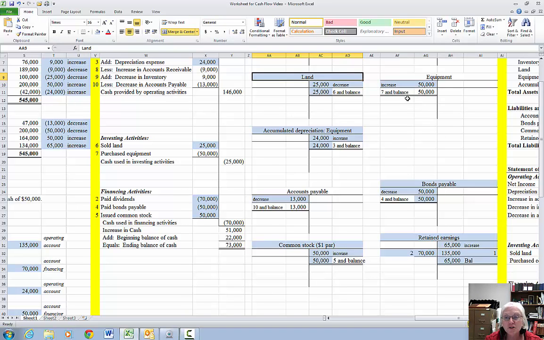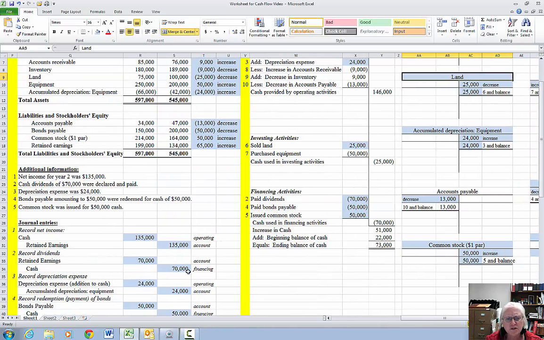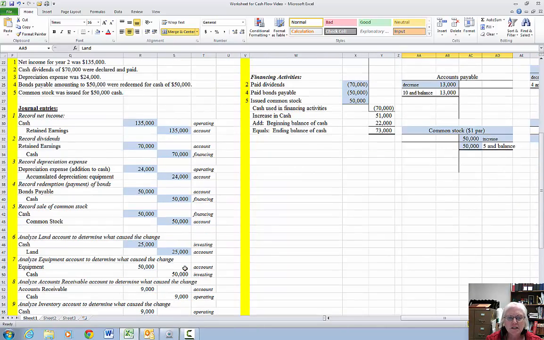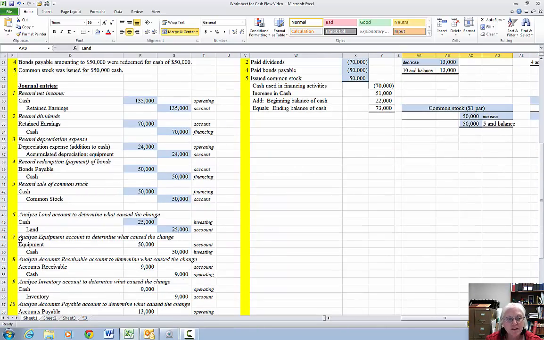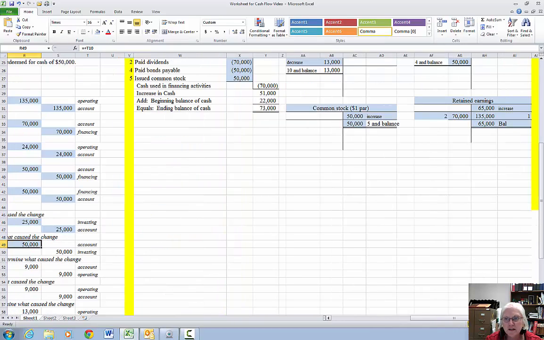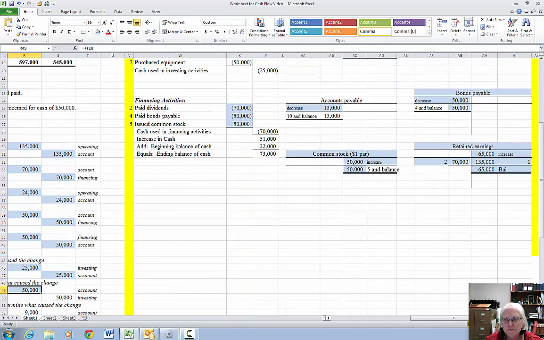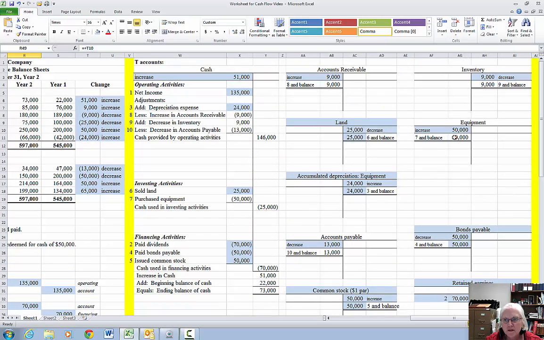Okay, equipment increased. So what would cause the equipment account to increase? I bet we bought some. If that's the case, then what we did is we debit equipment for the $50,000. And I'm going to come over here and take care of that. Debit equipment for $50,000. That takes care of that account, so we blew it out.